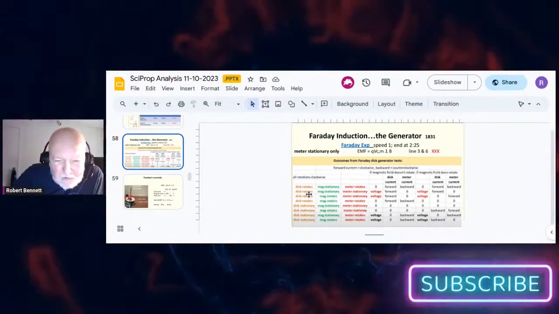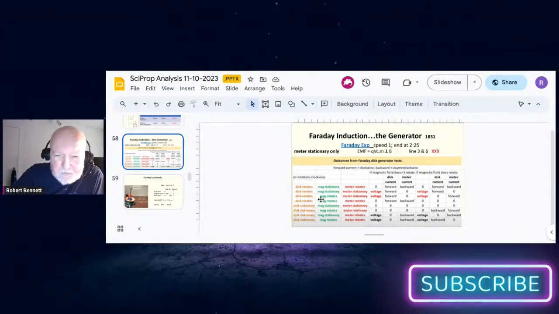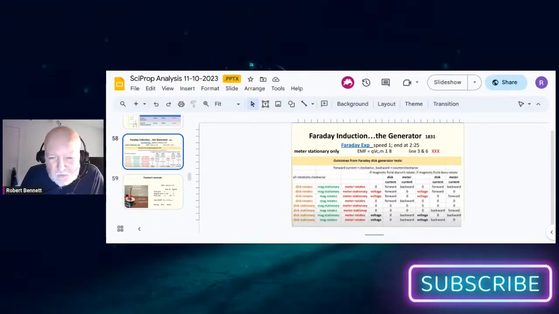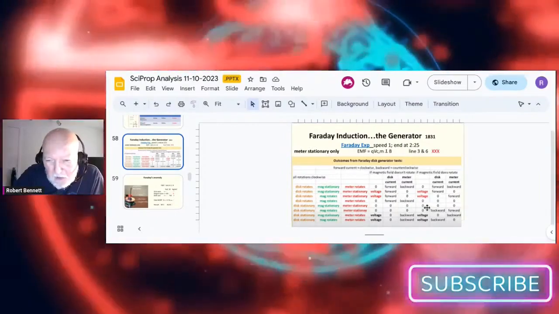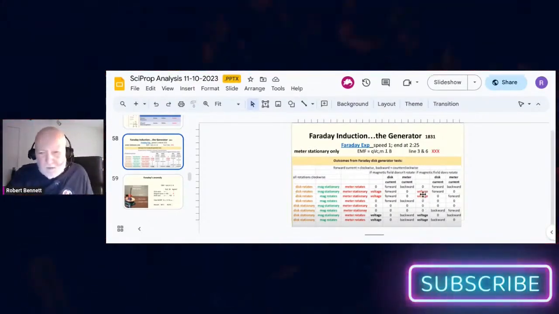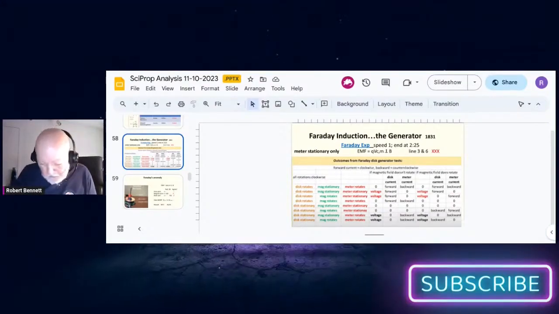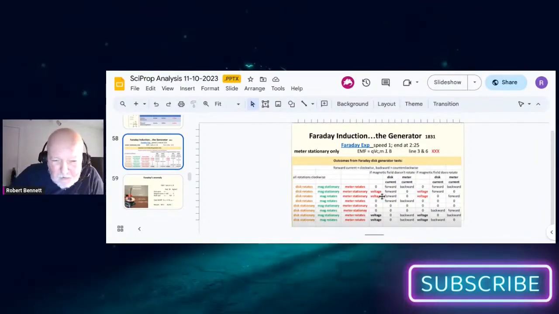And in this case, the disk rotates and the magnet is stationary. So Faraday's law would predict that there's relative motion between the two. And over here, we see the voltage is correct as predicted by Faraday's law.